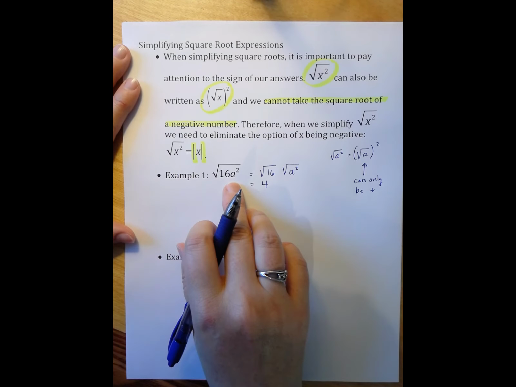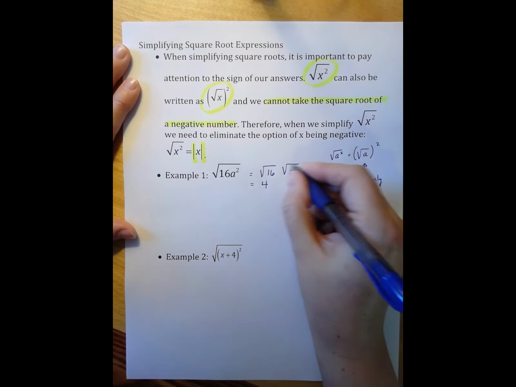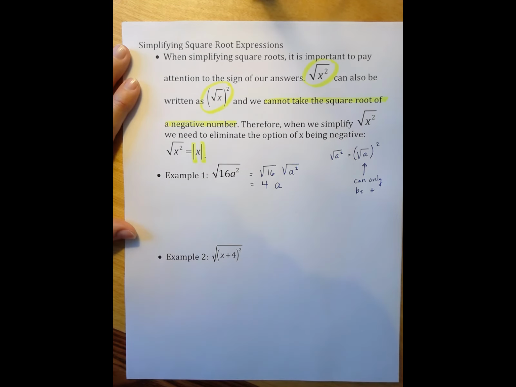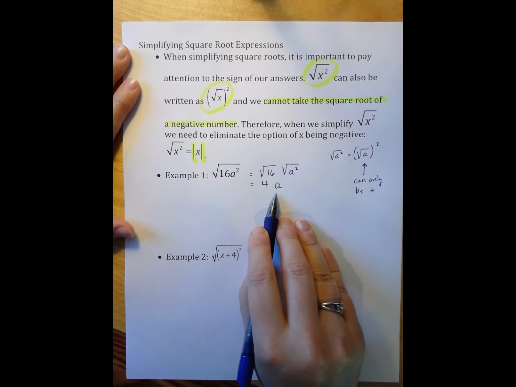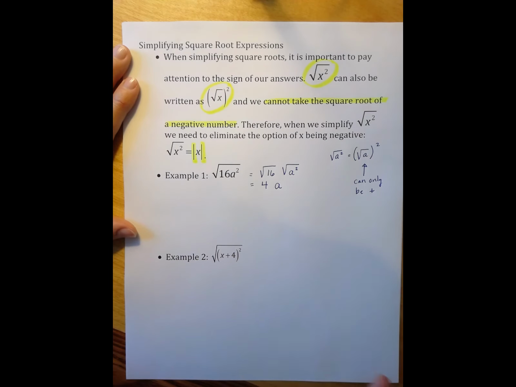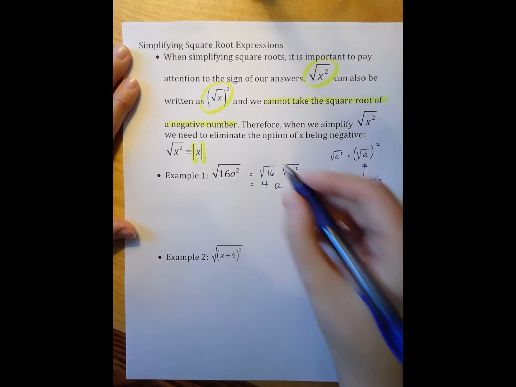So when I simplify the square root of a squared to be a, I need to somehow indicate that I understand that a must be a positive number. Well, they don't tell me if a is positive or negative, so in order to make sure that it is positive, I use the symbol absolute value.